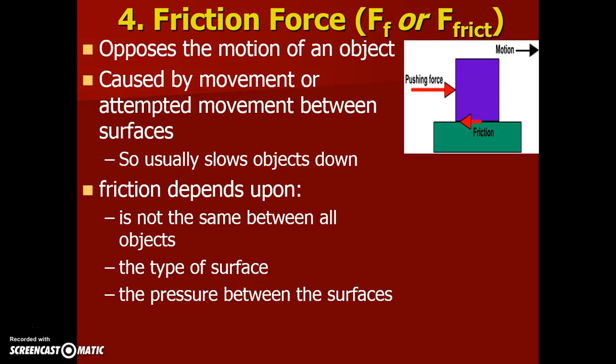Pressure between the surfaces will also determine the amount of friction. When you think about pushing an object across a floor that has ball bearings underneath the object or wheels, that's going to change the amount of pressure compared to if you're just pushing it with no assisted devices.